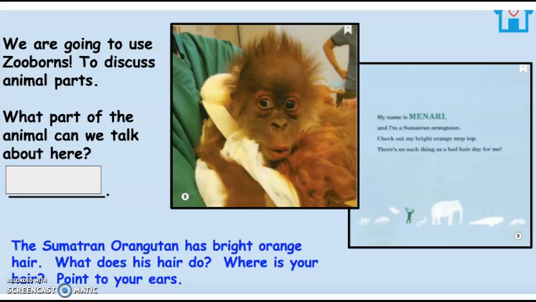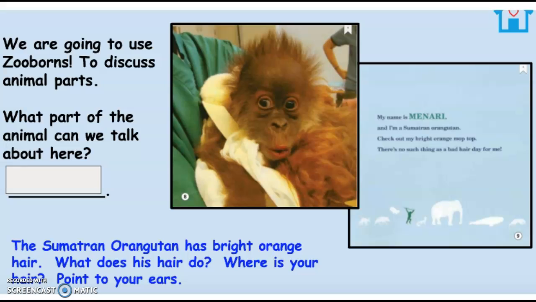Now another page from our story. "My name is Minori, and I'm a Sumatran, I might have said that wrong, orangutan. Check out my bright orange mop top. There's no such thing as a bad hair day for me." What do you think the picture and the story is talking about for this orangutan, about their appearance? It's talking about the bright orange hair.